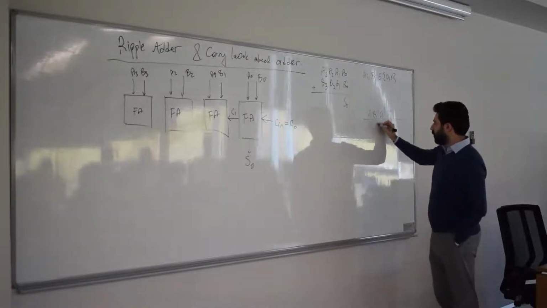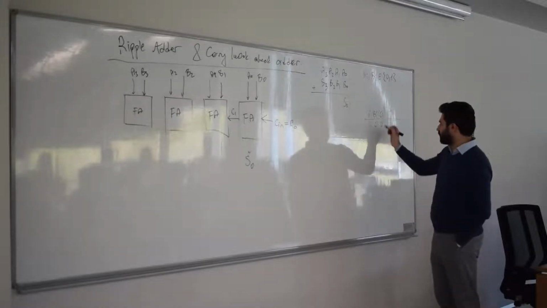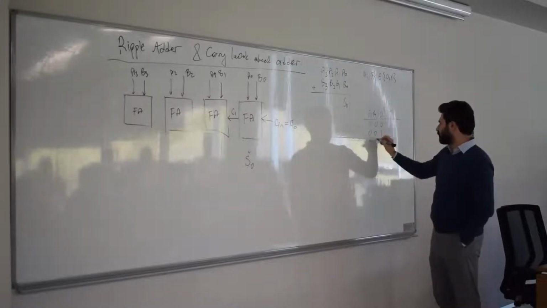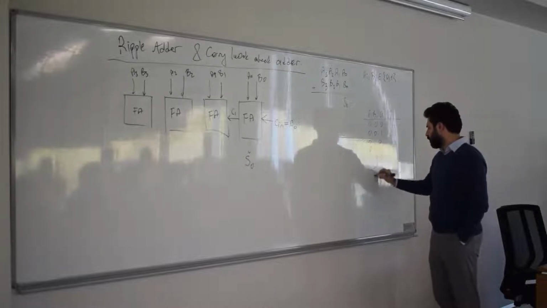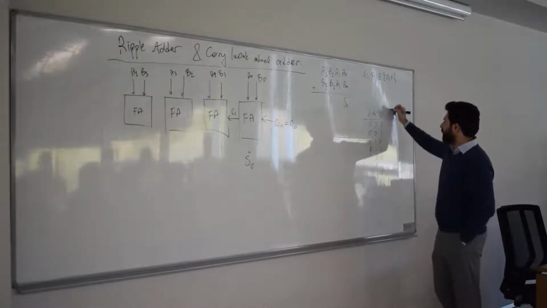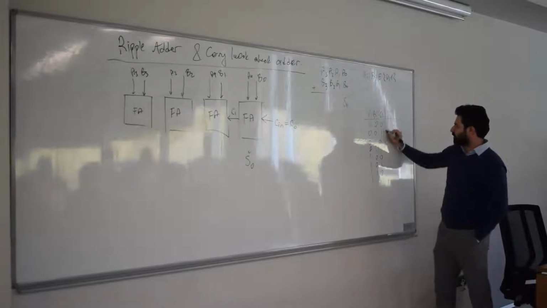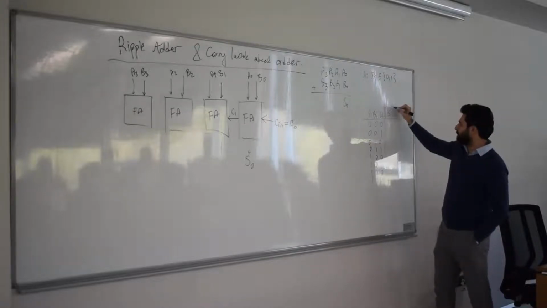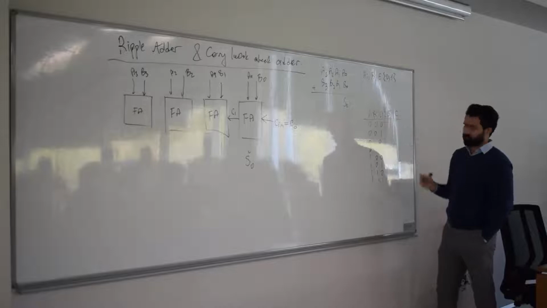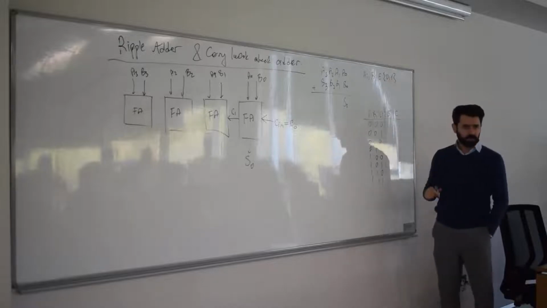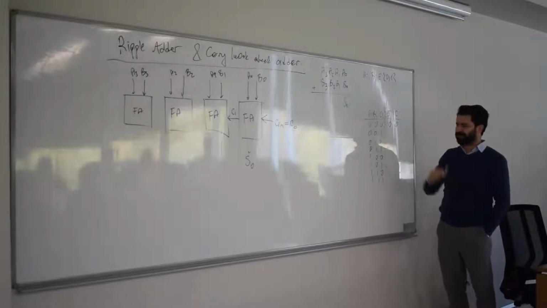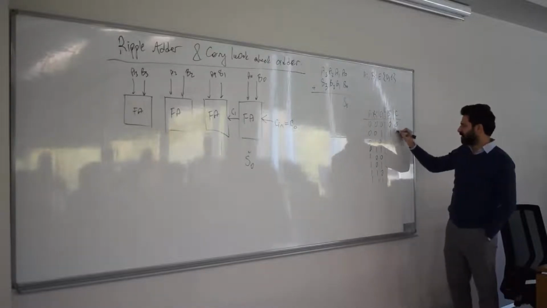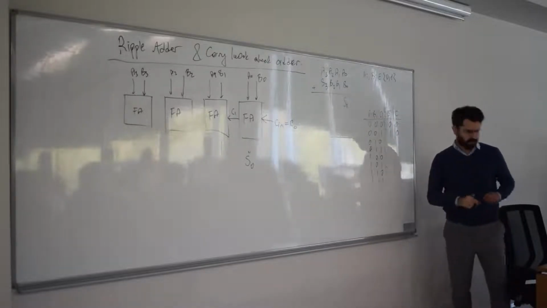You have to write all the combinations here: 0 0 0, 0 0 1, 0 1 0, 0 1 1, 1 0 0, 1 0 1, 1 1 0, 1 1 1. And you generate a sum and a carry. For example, if you add 0, 0, 0, you get sum 0 and carry 0. If you get 0, 0, 1, you get sum 1, carry 0.